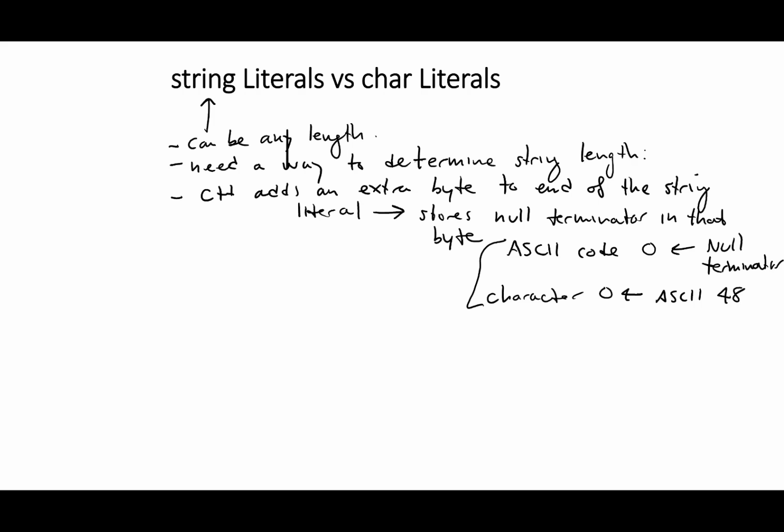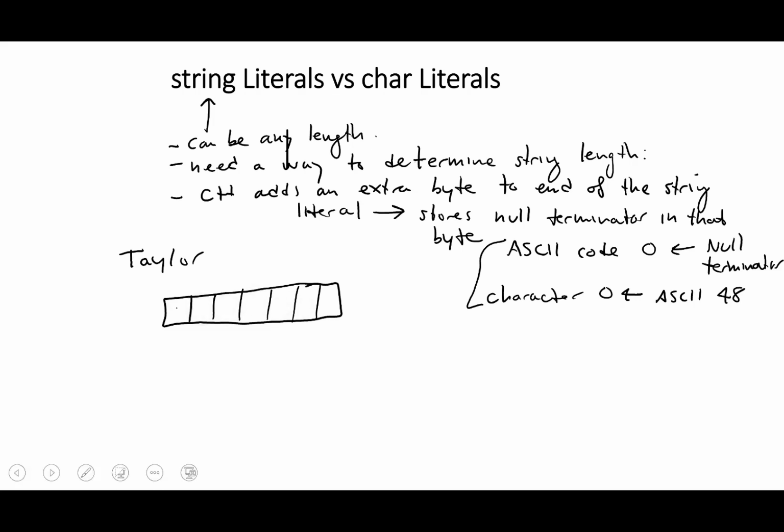So now let's see how this actually works. Let's say that we want to store Taylor. First of all, Taylor is 6 characters, and it says that it adds an extra byte to the end of the string. So this is actually going to be 7 bytes. So 1, 2, 3, 4, 5.